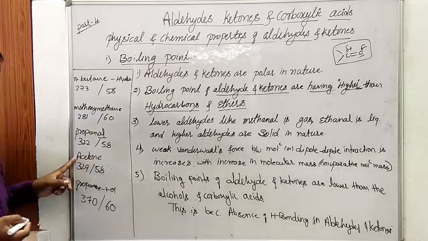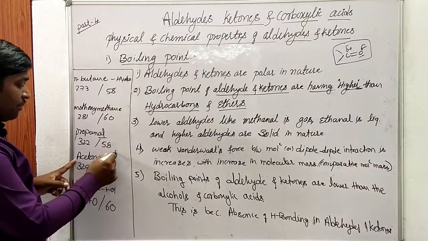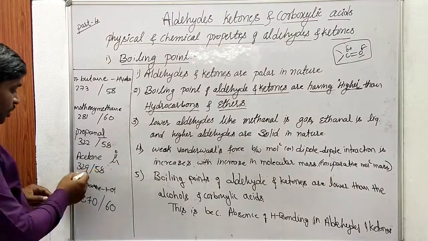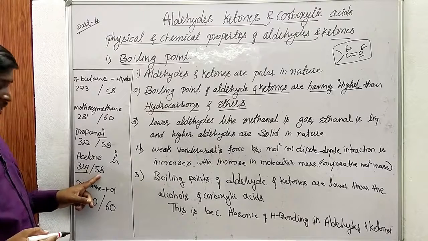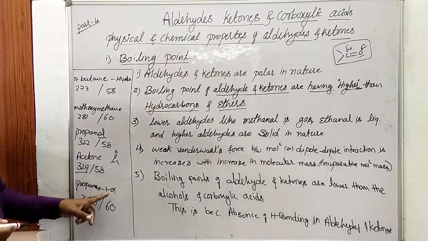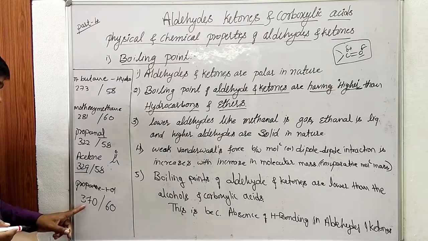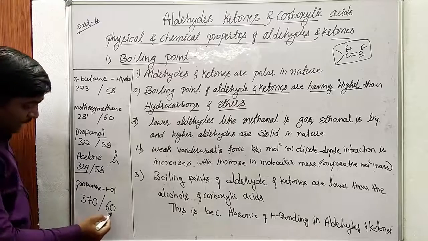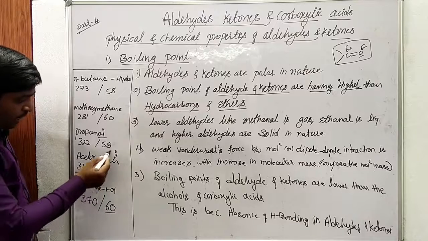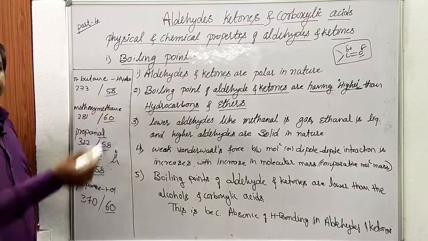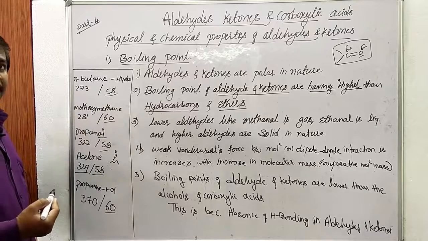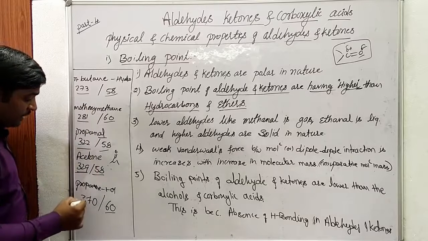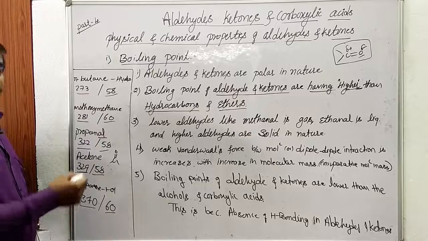And acetone is a ketone. The ketone functional group is C double bond O, with two alkyl groups substituted on this carbon atom. Its boiling point is 329 and its mass is 58. And propan-1-ol is an alcohol, with a boiling point of 370 and a mass of 60. You observe that the masses of all these compounds are almost similar, but the boiling points keep changing.